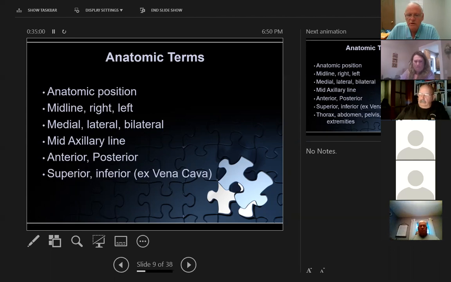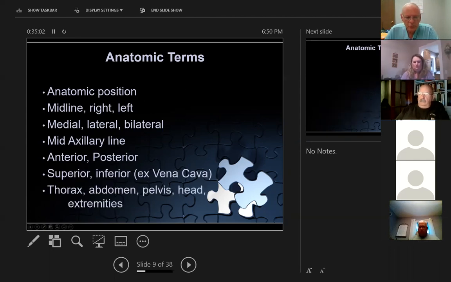A couple other common terms. Thorax is the word for chest. Abdomen is obviously the belly area. Pelvis is the pelvis area. Then we have a head, and we have extremities. Okay.